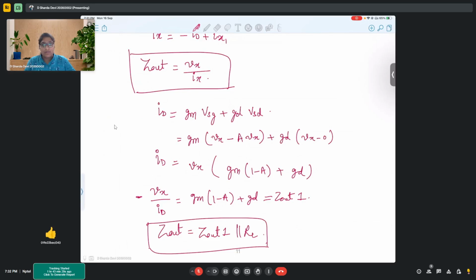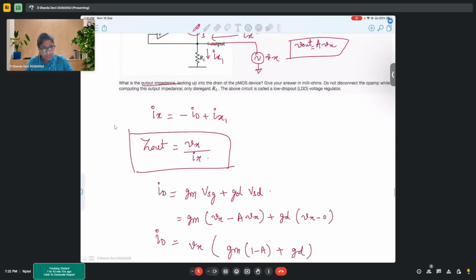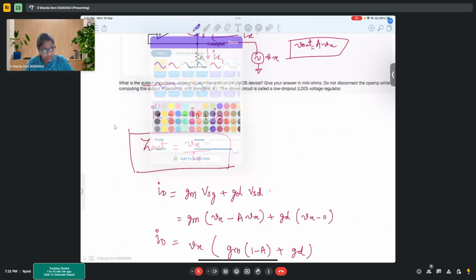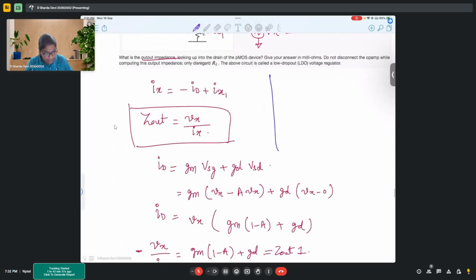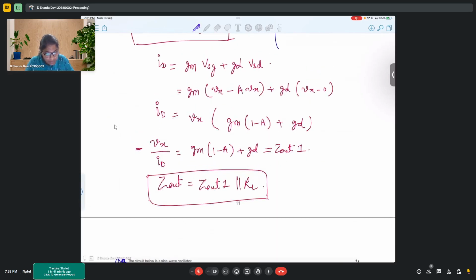Yes, so it is Gm into, so that should be 1 by Gm1 minus A plus Gd, right? Sorry? Should it not be like ID is equal to Vx into that we have got? So Vx by ID should be 1 by Gm into 1 minus A plus Gd. Can you repeat it once again? Yeah, in the last three steps, ID is equal to Vx into something, right? Yes, 1 by.